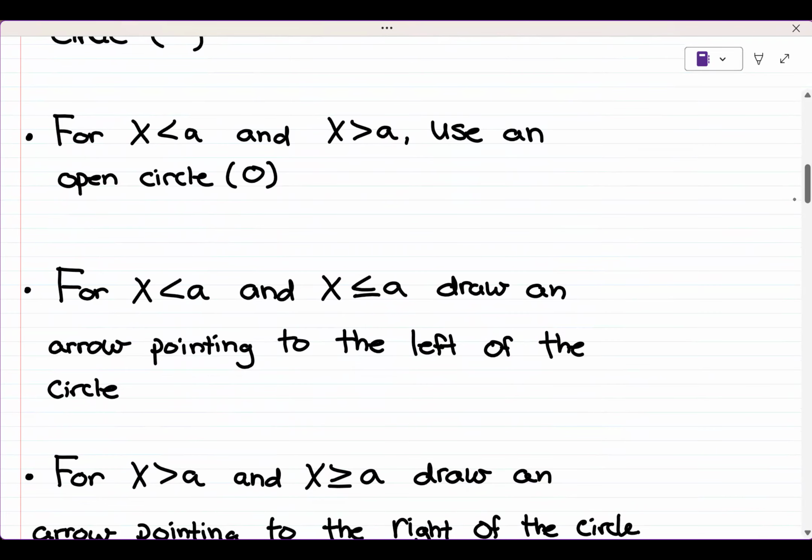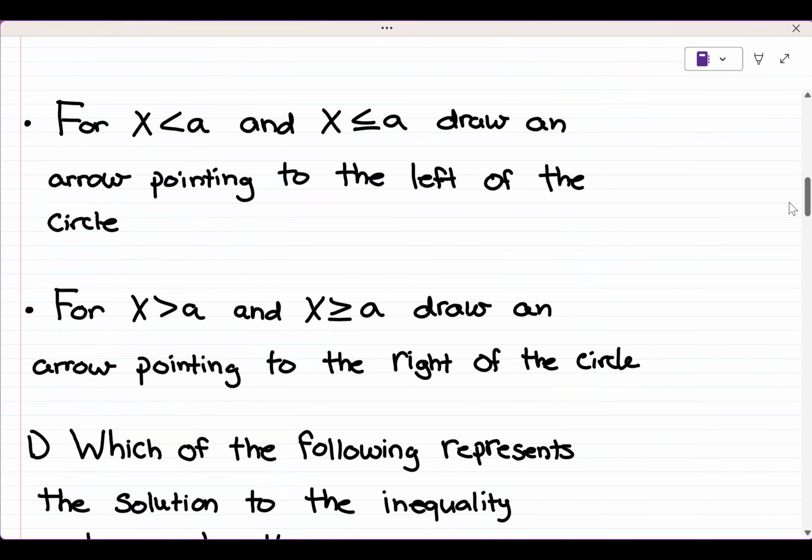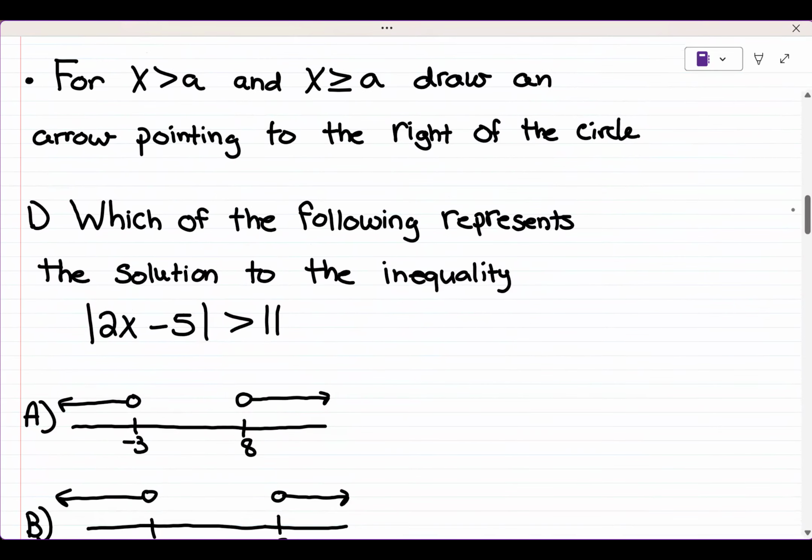For x is less than 8 and x is less than or equal to 8, draw an arrow pointing to the left of the circle. Basically, if you have the symbol less than or less than or equal to, that just means you're moving the arrow to the left. And for x is greater than 8 and x is greater than or equal to 8, draw an arrow pointing to the right. Now that you have that information, let's do question one.